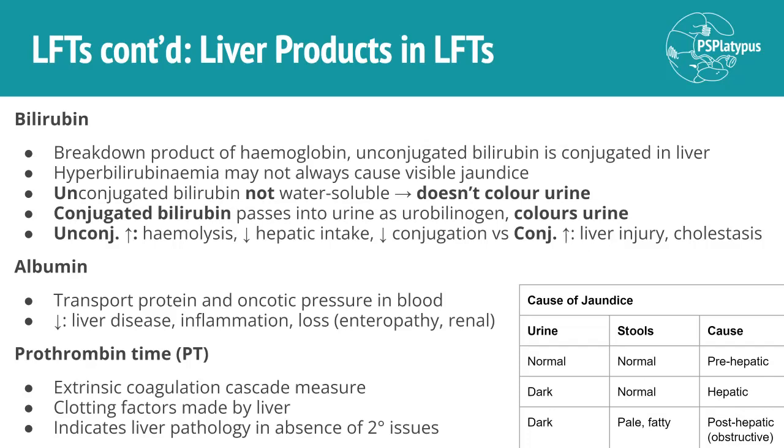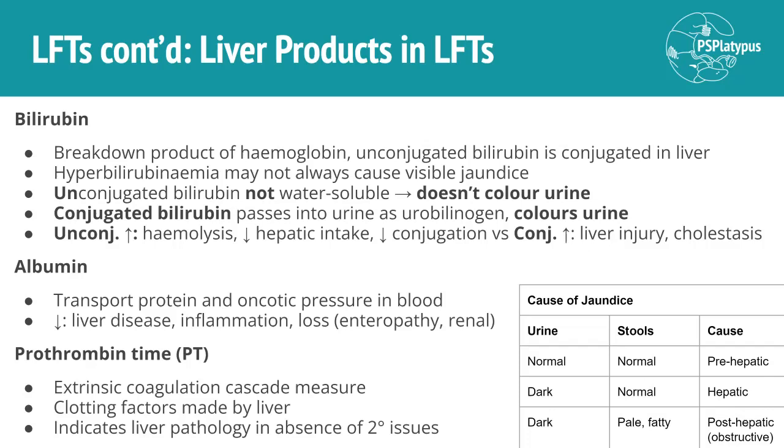Okay, albumin is another product of the liver. It's made by the liver, and it's a transport protein, so it transports a bunch of water-insoluble stuff in the blood, for instance, fatty acids. And it also holds water in the blood, so it keeps fluid in our blood vessels via oncotic pressure, right? Osmosis and all that good stuff.